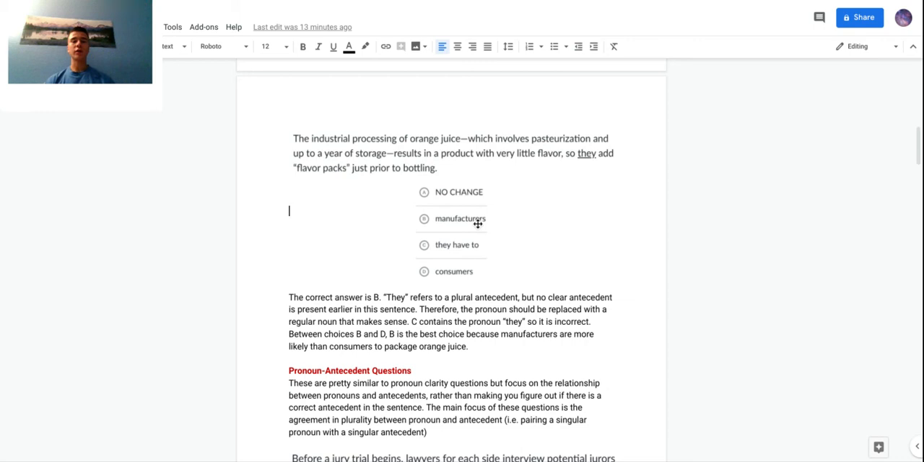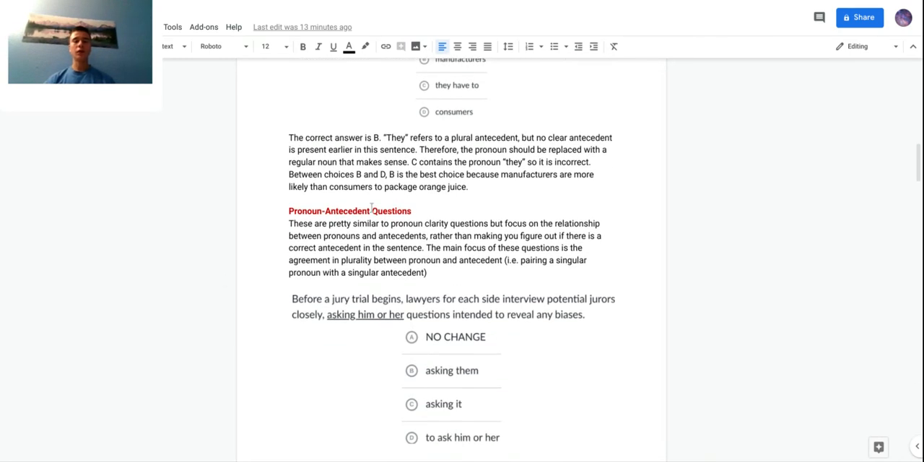So in this case, we're going to look at B and D. Since C also says they, we can't use that. So A and C are out of the question. It's manufacturers and consumers. If we look at the sentence, it says, so they add flavor packs just prior to bottling. Consumers are not going to be the ones adding stuff prior to bottling. That's going to be manufacturers who are actually producing this orange juice. So the correct choice is B.